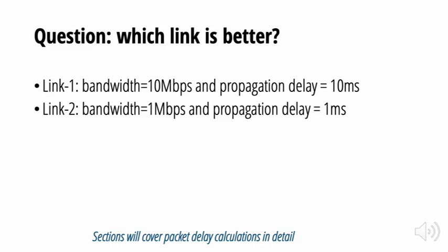Let's say I give you 2 links. You get to choose which of these 2 links you get in your house. For example, let's say your ISP is offering you these 2 link options. One of them has a bandwidth of 10 megabits per second and a propagation delay of 10 milliseconds. The other has 1 megabit per second and the delay is 1 millisecond. So it's 10 times lower in bandwidth, but it's 10 times faster in terms of the propagation delay. Which one do you think you want? Take 10 seconds to think about it and then we can discuss.